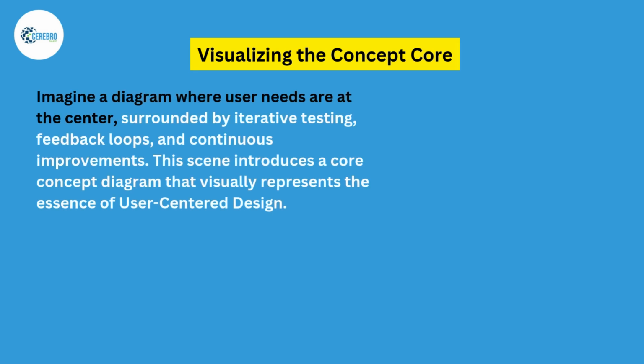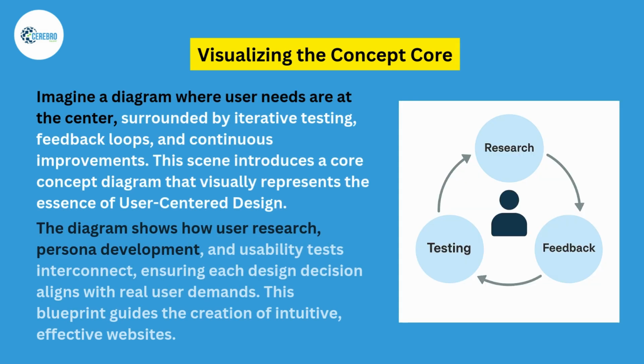Imagine a diagram where user needs are at the center, surrounded by iterative testing, feedback loops, and continuous improvements. This scene introduces a core concept diagram that visually represents the essence of user-centered design. The diagram shows how user research, persona development, and usability tests interconnect, ensuring each design decision aligns with real user demands. By understanding this visual framework, you'll see how every design element is a result of systematic evaluation and refinement, a blueprint that guides the creation of intuitive, effective websites.